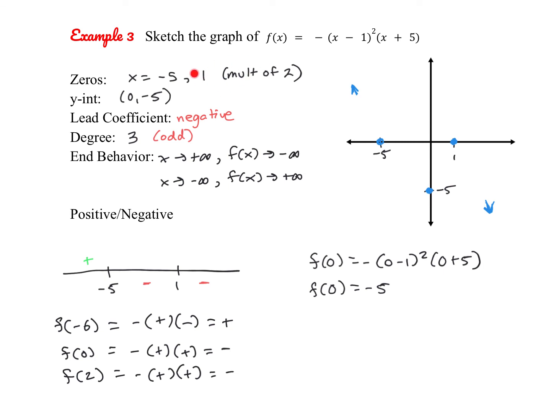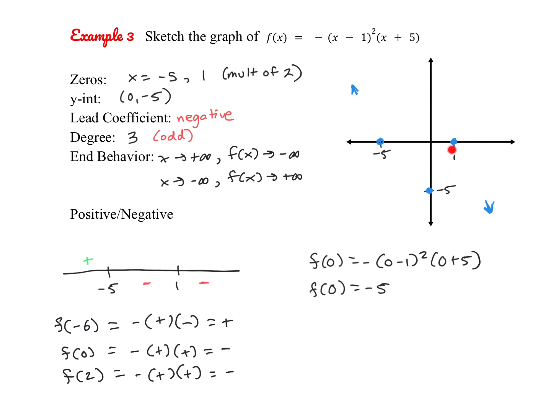So whenever you have an even multiplicity, so here it's even because it's a multiplicity of 2, remember, what happens to our graph is it's actually going to touch but turn back around. So it's not actually going to cross over at this point. So it kind of looks like a parabola at that point, like it touches and turns around.